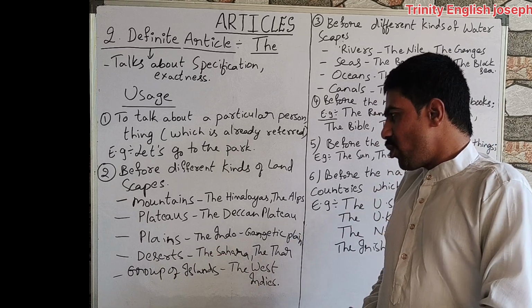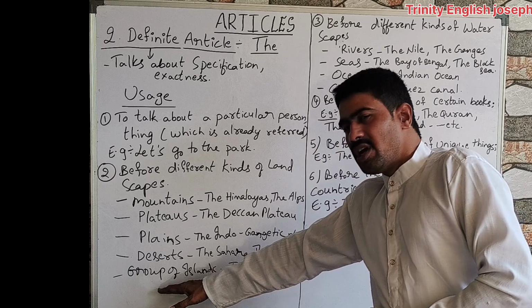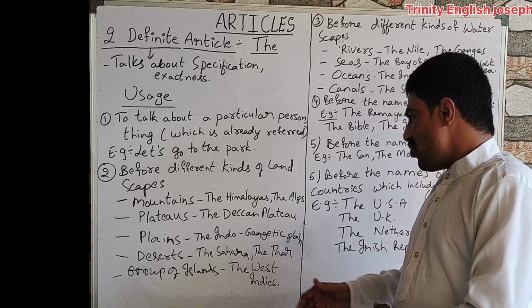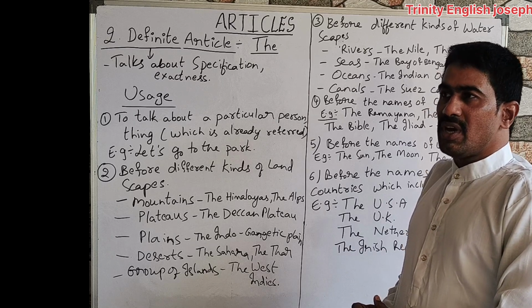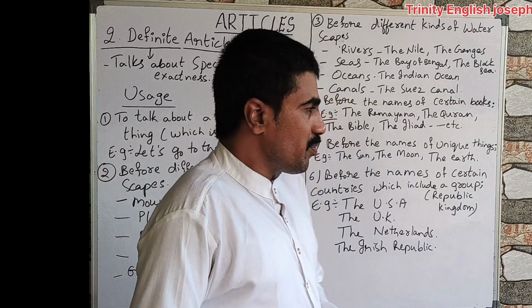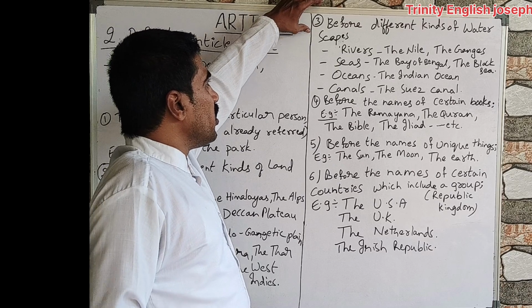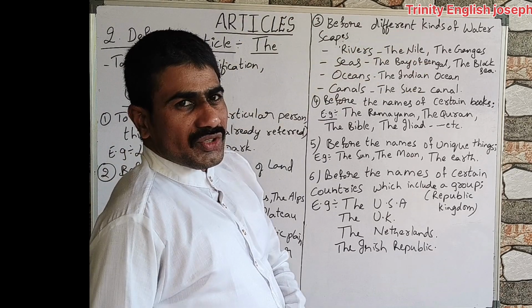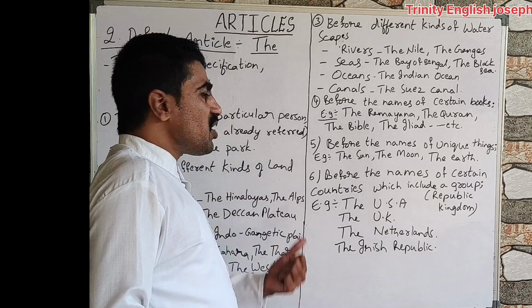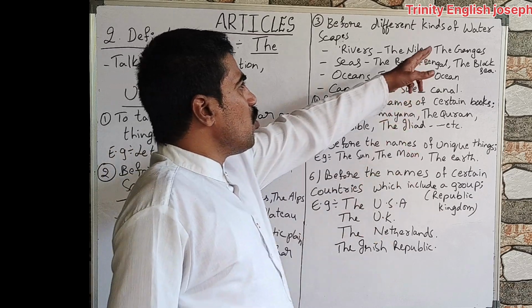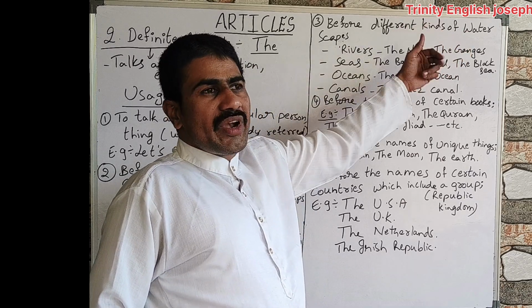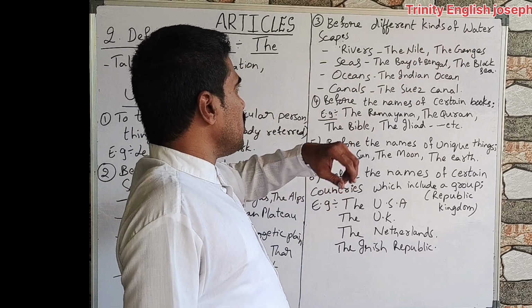And then coming to the next one, we speak about group of islands. And in the group of islands, we speak about the West Indies and many other islands in such a way. Now coming to the next one, here we speak about different kinds of waterscapes. Up to now we have seen the landforms or landscapes. Now we are going to look at the different kinds of water bodies or waterscapes.